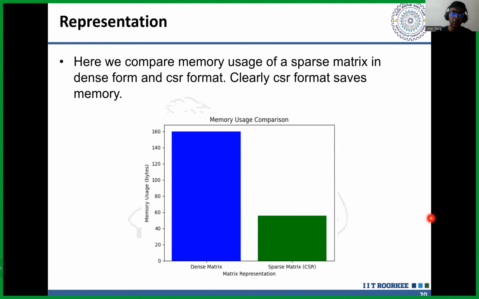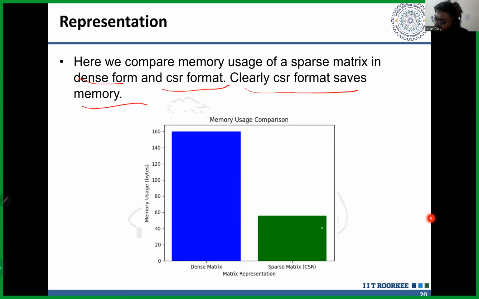Now, I have already told you about the representation, but do they really make a difference? Let's have a look at a real world application. Here we are comparing the memory usage of a sparse matrix in dense format and a CSR format. We can clearly see CSR format saves memory.